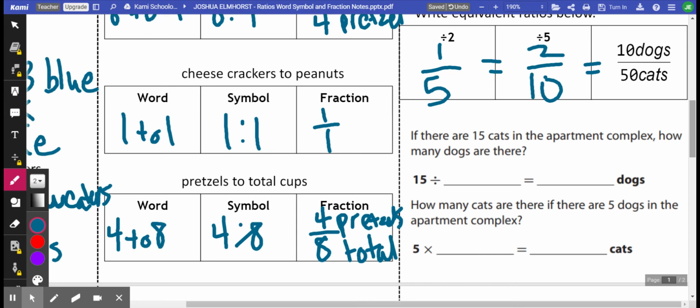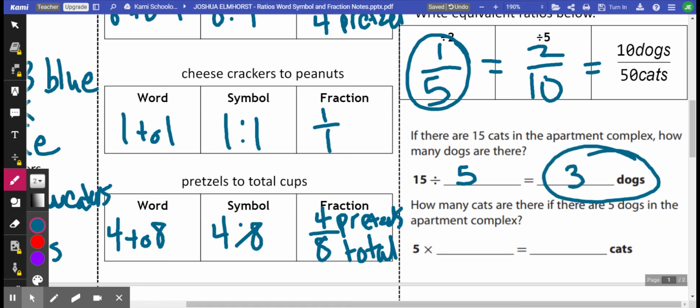So if there are 15 cats in the apartment, how many dogs are there? Well, the ratio is 1 to 5. So if we divide 15 cats by 5, that factor of 5 will tell us how many dogs there are. 15 divided by 5 will give us 3 dogs. So the ratio would be 1 to 5, 2 to 10, or 3 to 15.